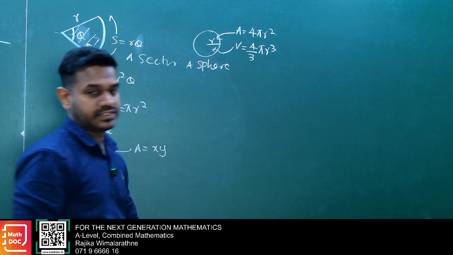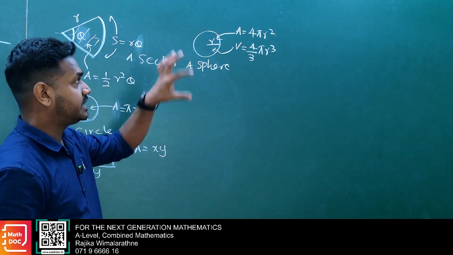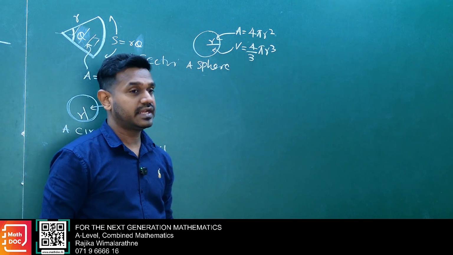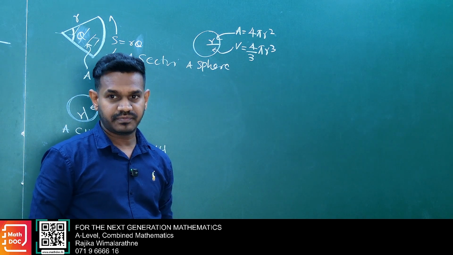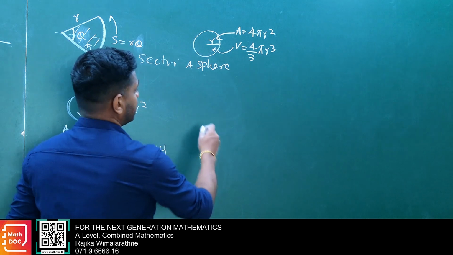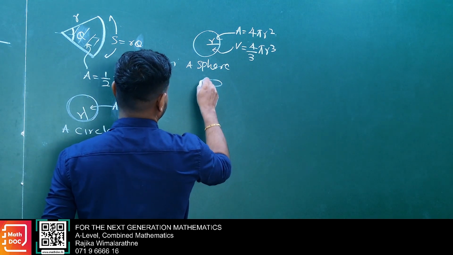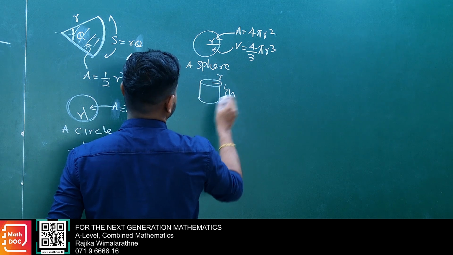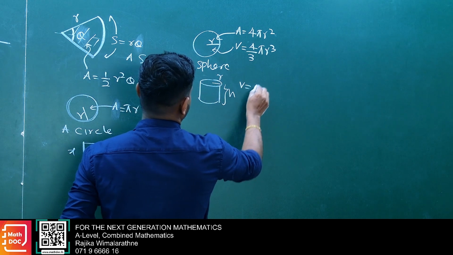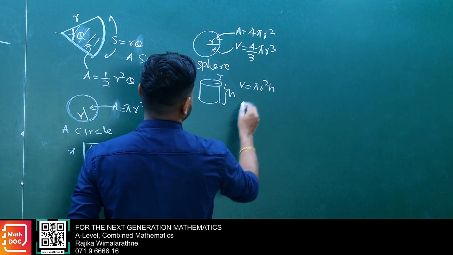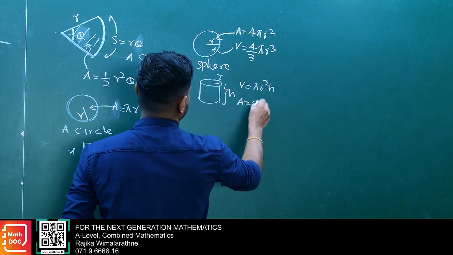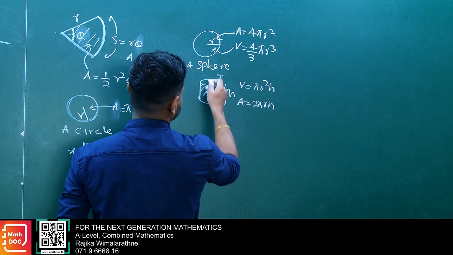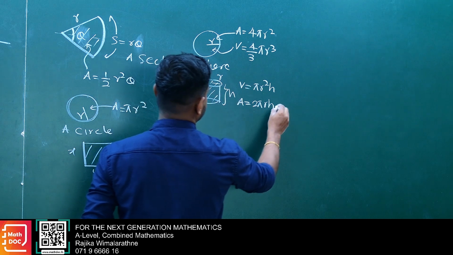For a sphere, surface area is 4 pi r squared, then volume is 4/3 pi r cubed. Now a cylinder with radius r and height h. Here the volume is pi r squared h, the curved area is 2 pi r h, and plus pi r squared twice for the two ends.